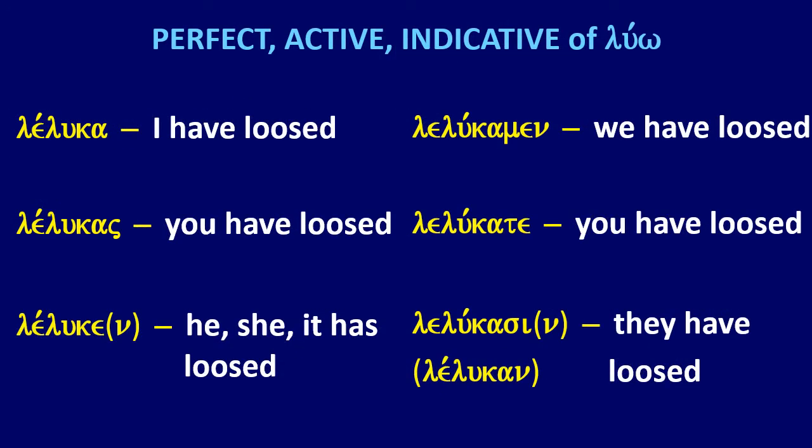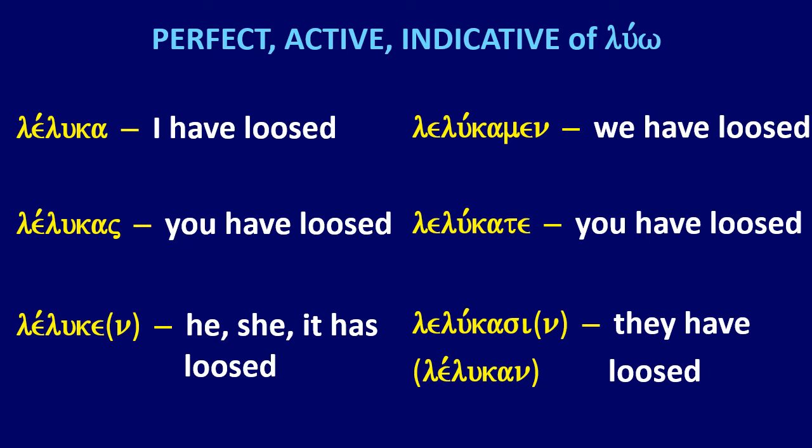Now let's look at our paradigm for the perfect active indicative of luo. And you'll notice here, this is, by the way, for the first perfect form. There's also a second perfect active indicative, which we'll look at next. But for the first perfect form of luo, you have the le, the reduplication there. Lu is the stem. Kappa is the perfect tense sign.